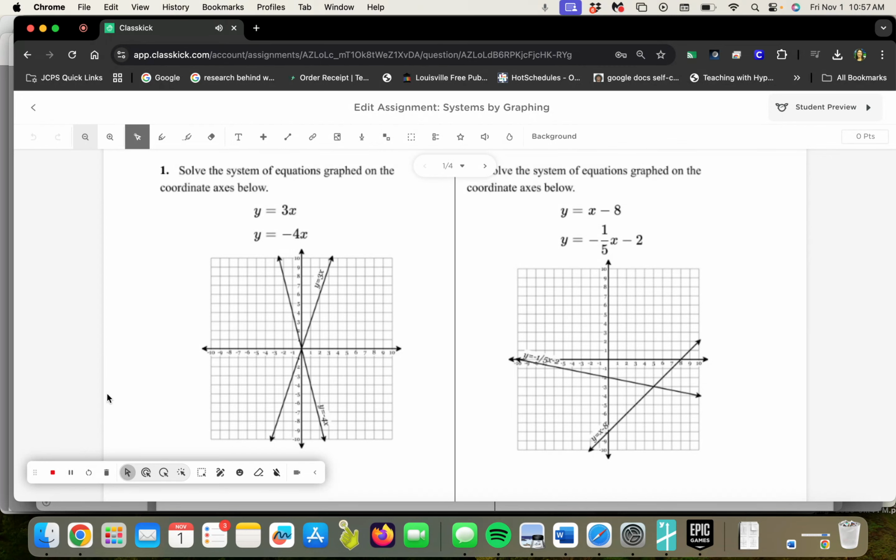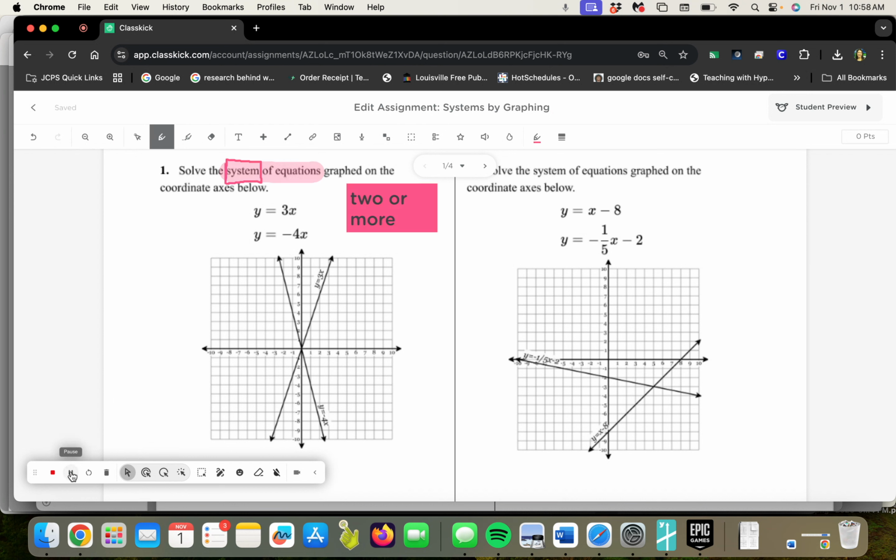Hi mathematicians! In this video, I am going to show you how to solve a system of equations by graphing. And when we have a system of equations, that means that we have two or more equations at the same time. And you can see here we do. We have two equations. So we are working with a system.